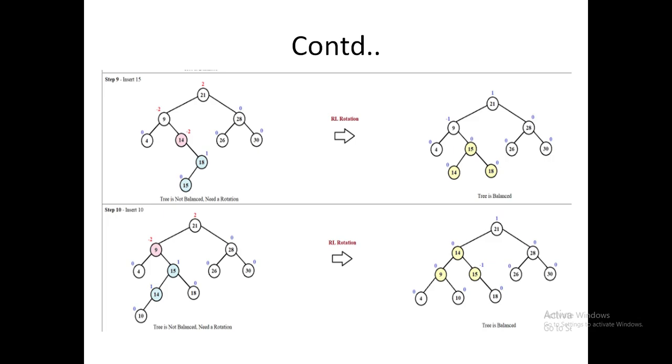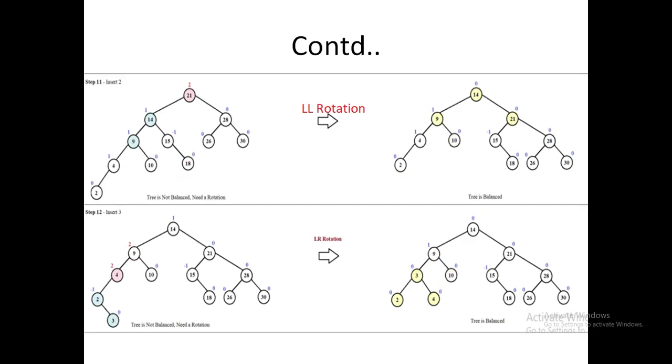And then 10, this will also make the RL, but first we need to do the RL, in the sense 14 becomes the parent, and 10 now will become the parent. 14 and 10, 15, 18 are shifted downward, and after that we are doing rotation for the 9, meaning 14 will become the parent and 10 now becomes the right subtree of 9.